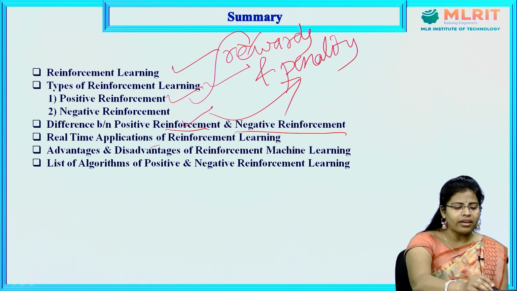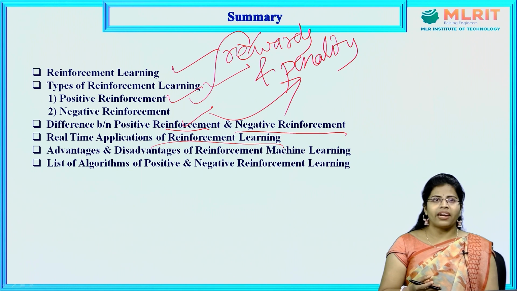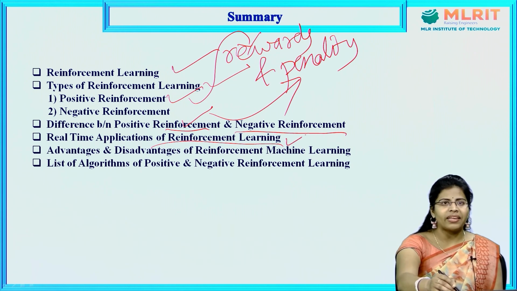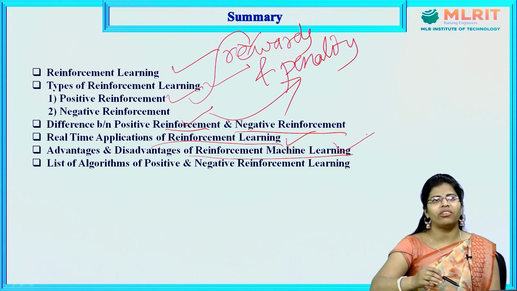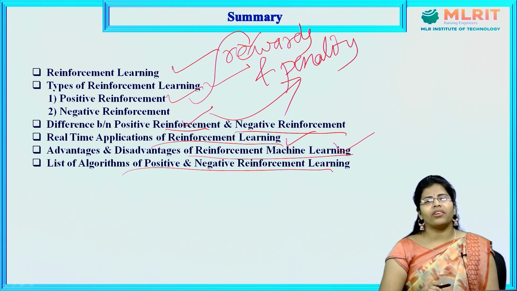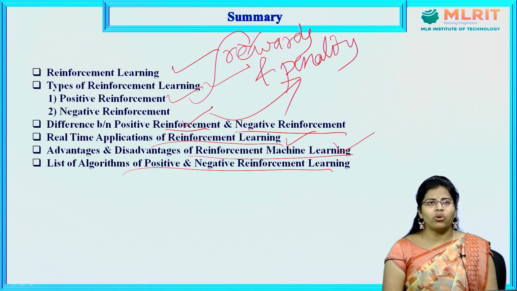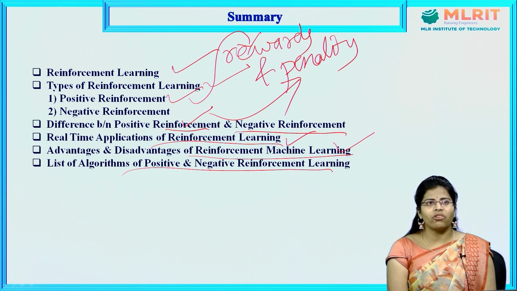And then some real-time applications of reinforcement learning, that is self-driving cars, and also diabetes treatment, drone flight control and robotics. So many real-time examples I have explained, and what the advantages and disadvantages of reinforcement machine learning are, and what the algorithms are that come under reinforcement learning. So that's all about today's session. In the next coming session, I am going to discuss some applications of machine learning.